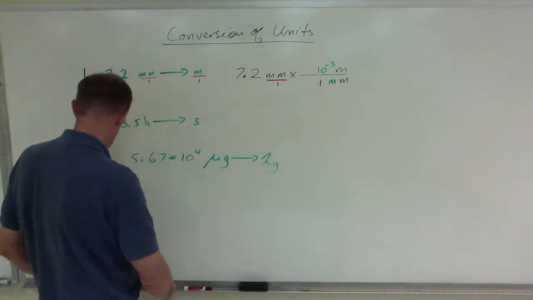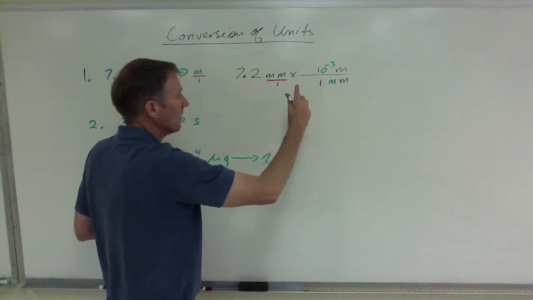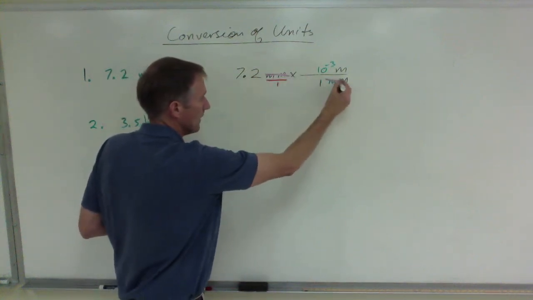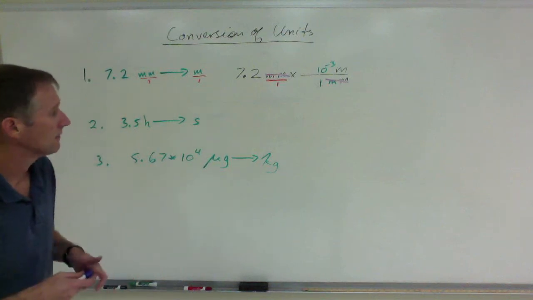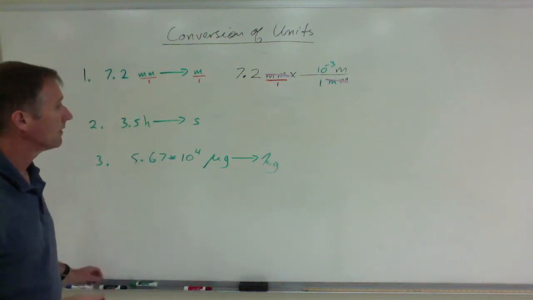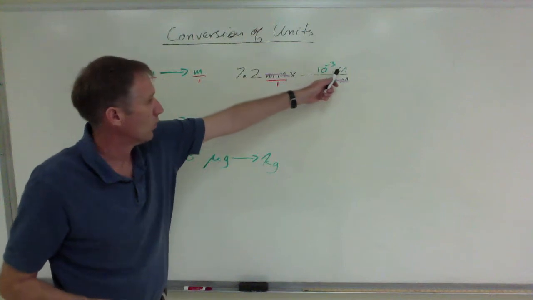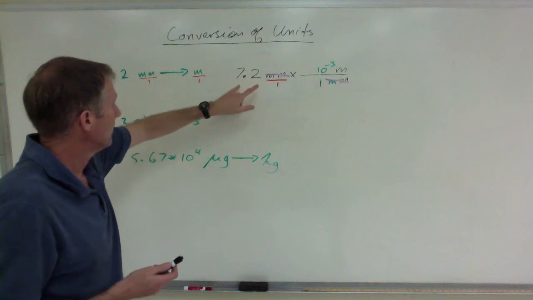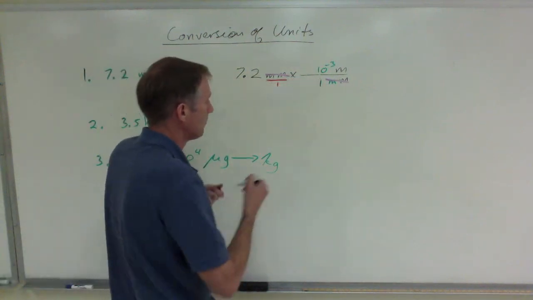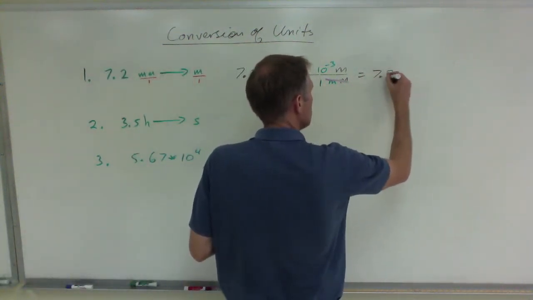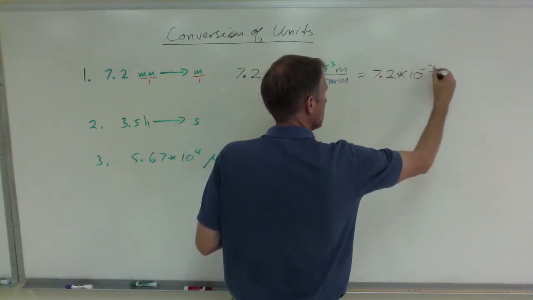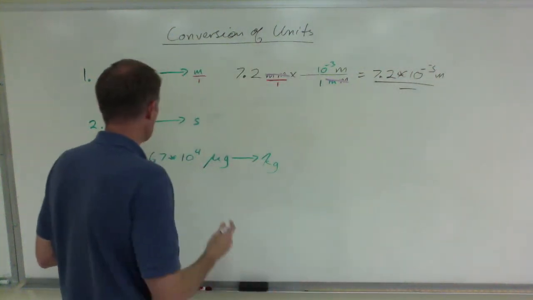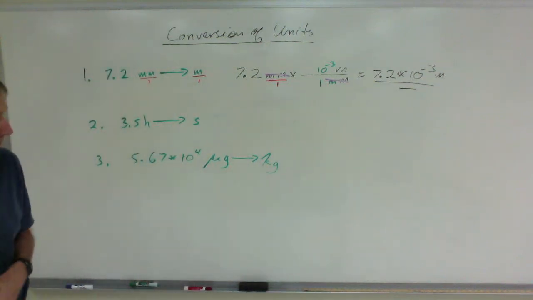Now, I have milli in the numerator and milli in the denominator. It doesn't matter whether or not they're exactly over one another. The fact that I have milli in the numerator and milli in the denominator, they cancel. Just like that. Notice the only uncanceled unit is the one I want, because there's nothing to cancel the meters all by themselves. So now I can do my math. 7.2 times 10 to the negative 3 meters. And that's my answer.